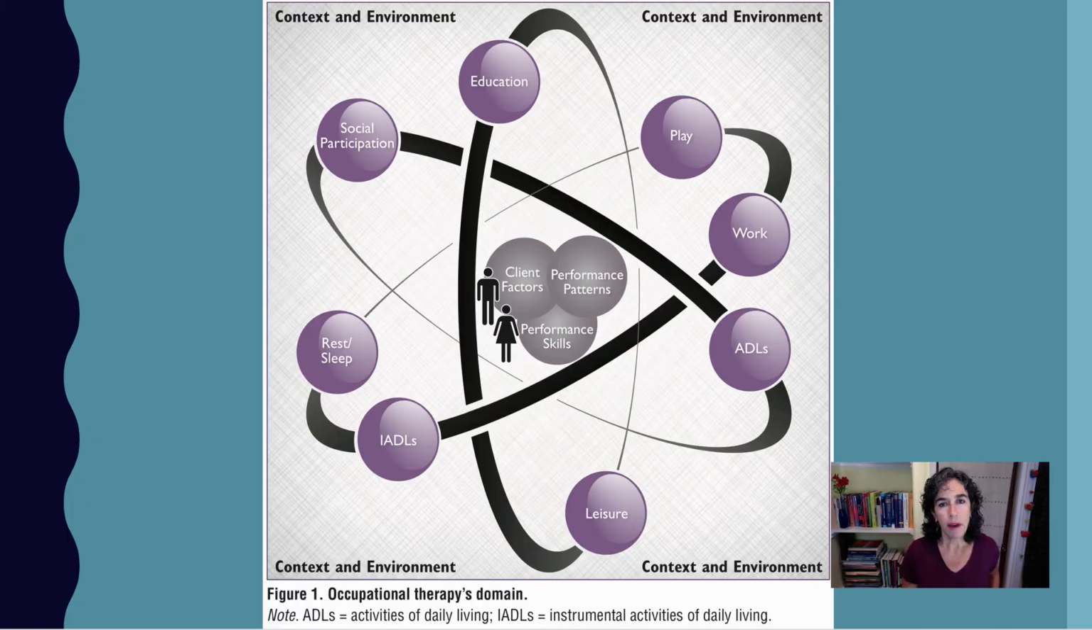This is actually a visual model from the OTPF 3, the last edition, which came out in 2014, and it's just for your reference. It's the domain of occupational therapy. So it's occupations, and it does not include health maintenance, right? Because as I said earlier, that got pulled out of instrumental activities of daily living. Notice in the middle are performance skills, performance patterns, and client factors, right? So we have the context and the environment, and surrounding that are all of our occupations.